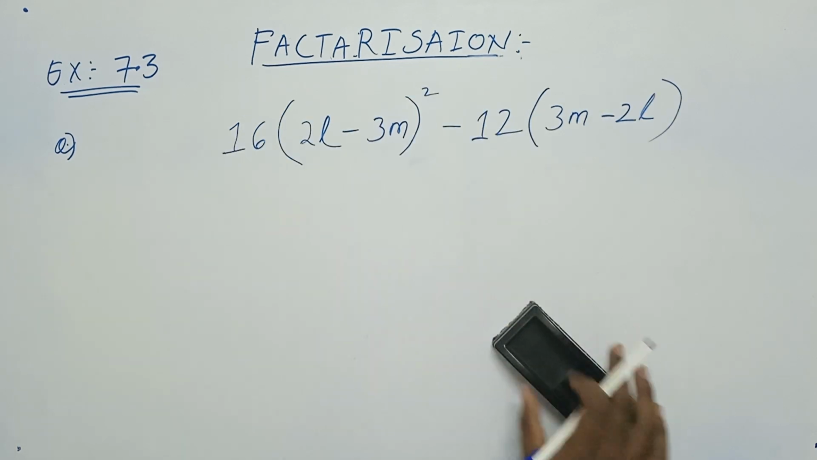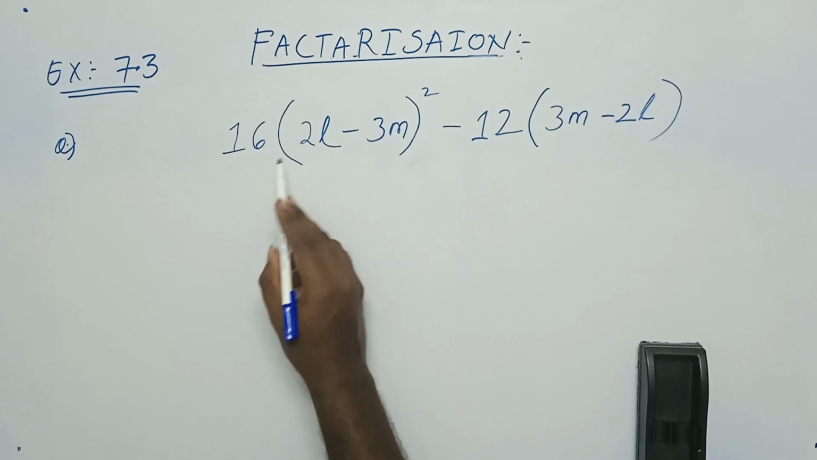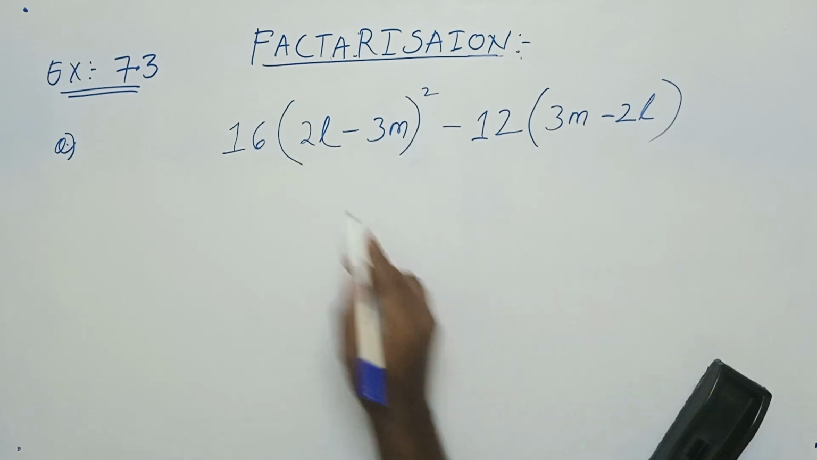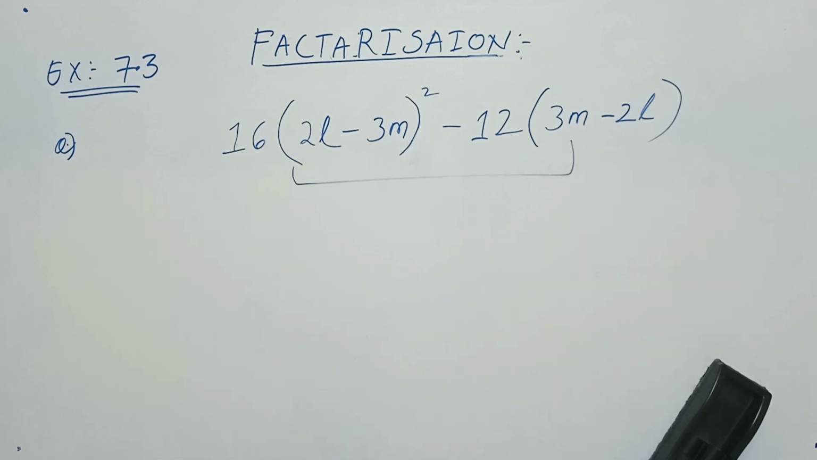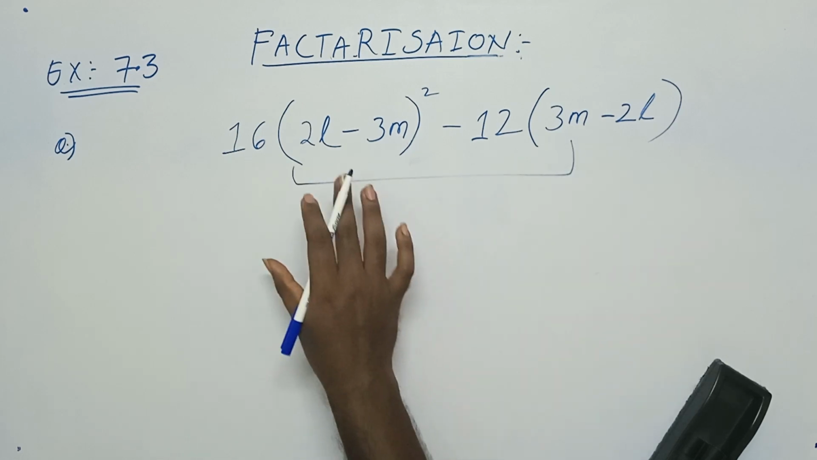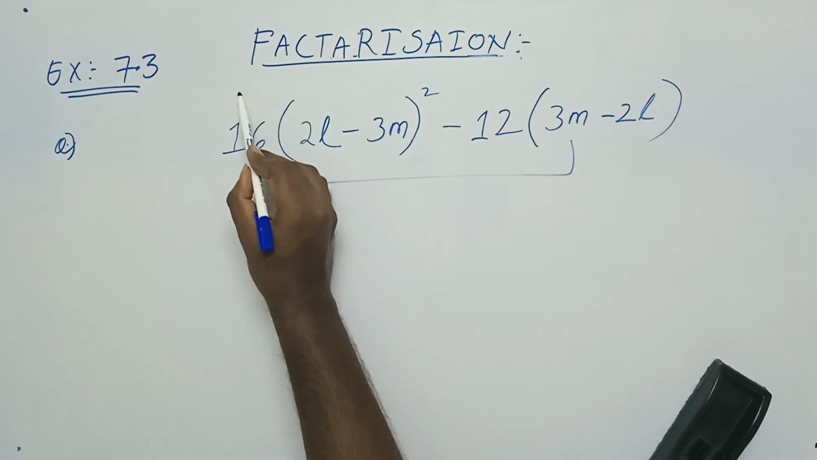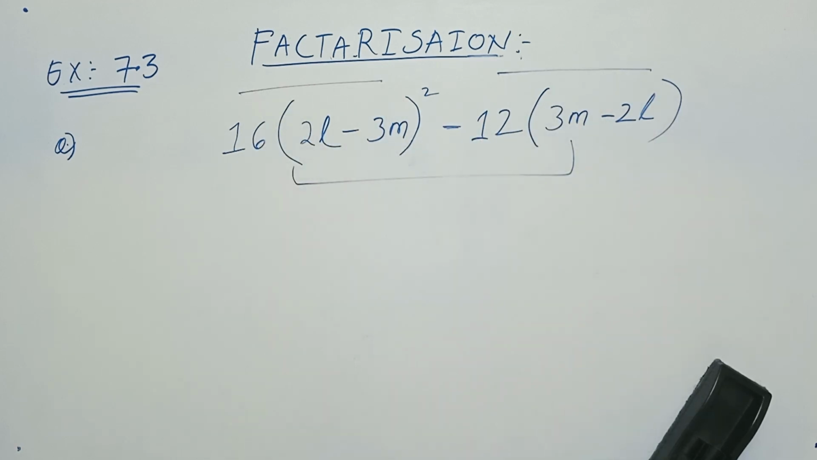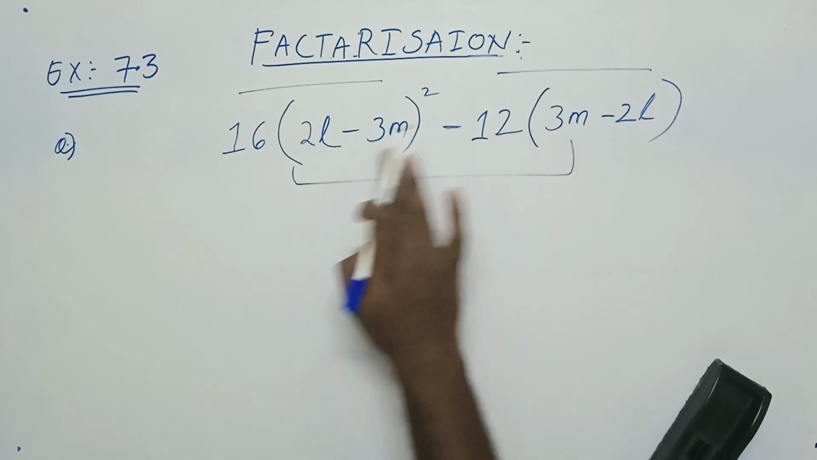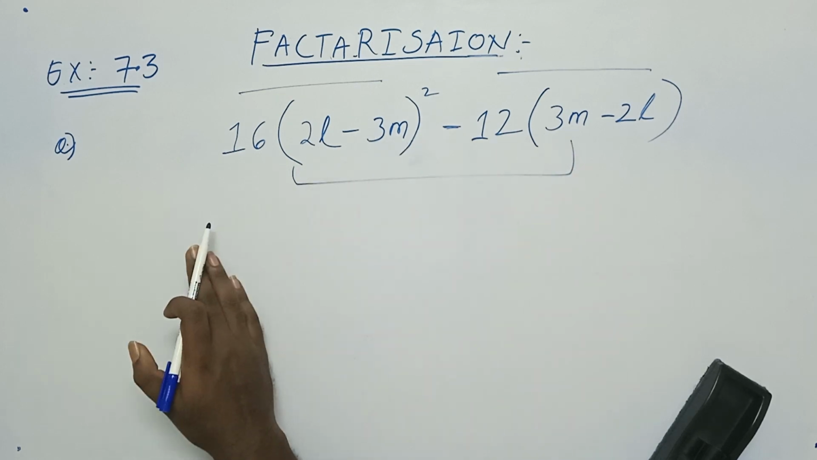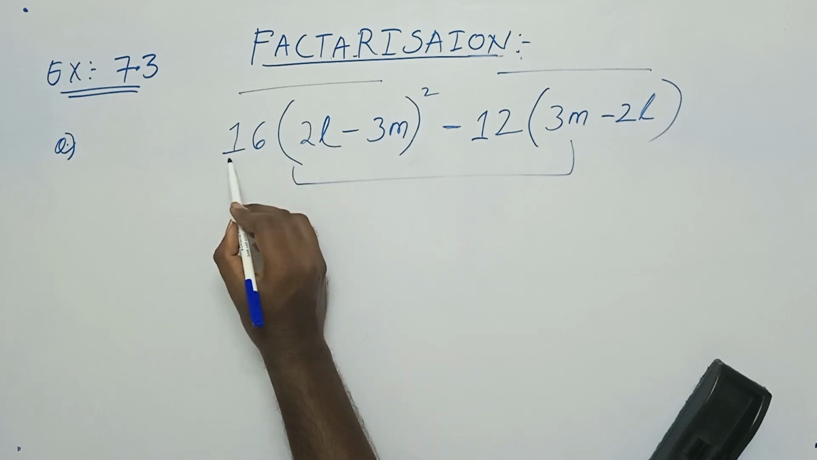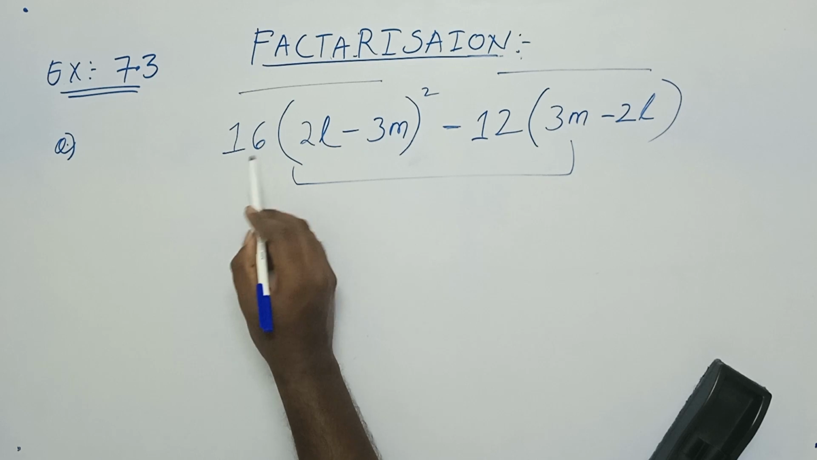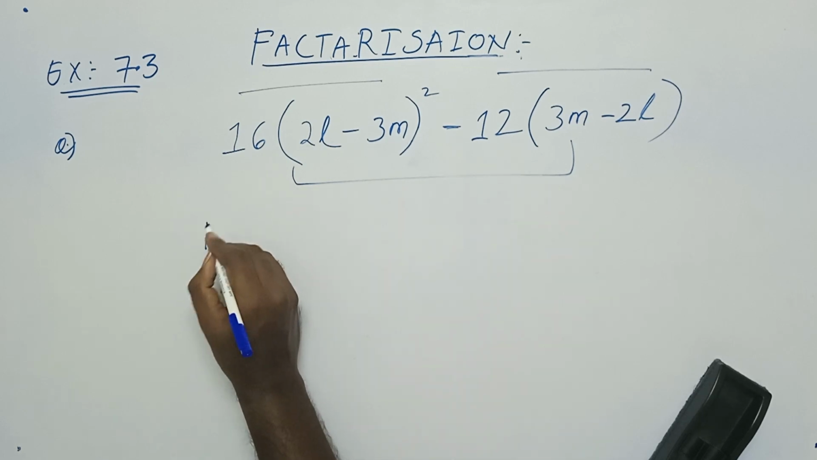So our next problem is 16 of (2l minus 3m) whole square minus 12 of (3m minus 2l). Now we are going to find the factors of this given expression. So how can we find the factors? First of all, we have to determine the terms. This is one term, this is another term, in between there is a minus sign. Now we are going to compare these two terms by their HCF, that means we are taking common. So what is the HCF of 16 and 12? 4 is the HCF.